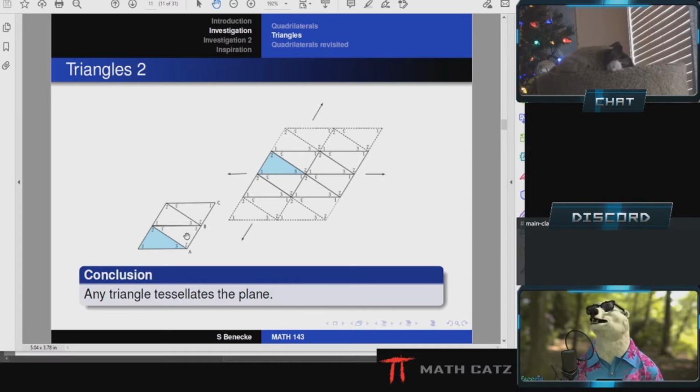So any triangle will create a parallelogram when I double it up. Parallelograms always tessellate the plane, so therefore any triangle will tessellate the plane.